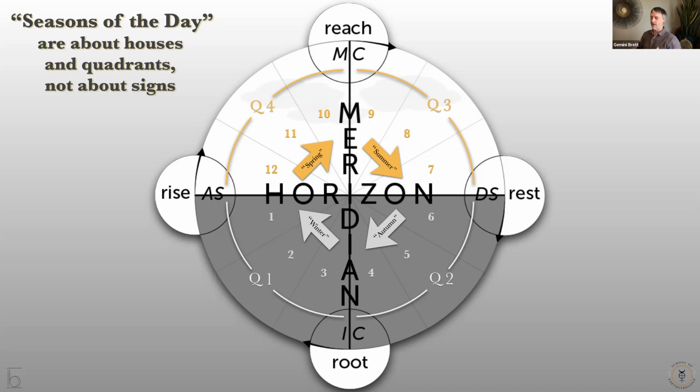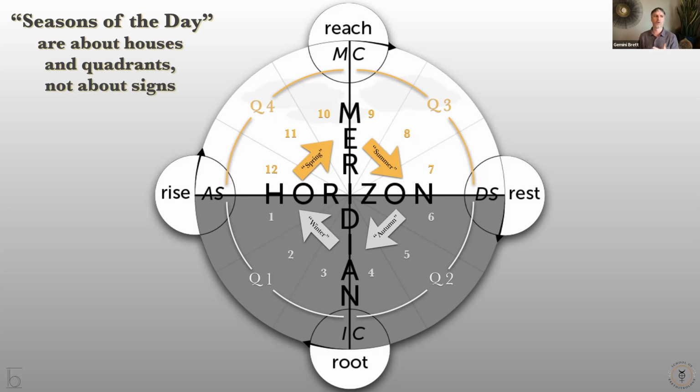Reconnect your body and mind to the actual natural time, golden time, the earth-astrological, earth-astronomical experience. Come back to Earth. Seasons of the day are about houses, or if we speak of seasons, about these quadrants. They are absolutely 100% not about the signs. And this is where I find a serious disconnect that is so hard for me to address with astrology students.